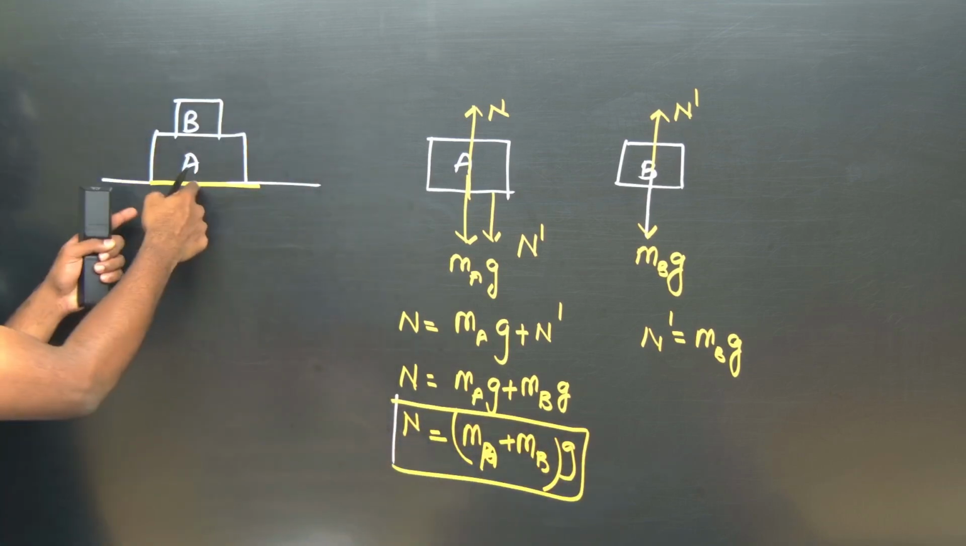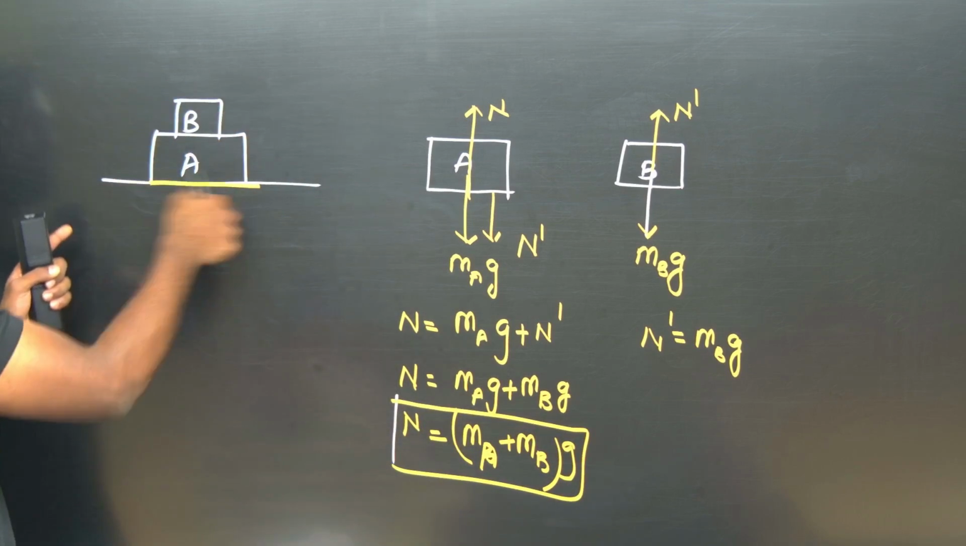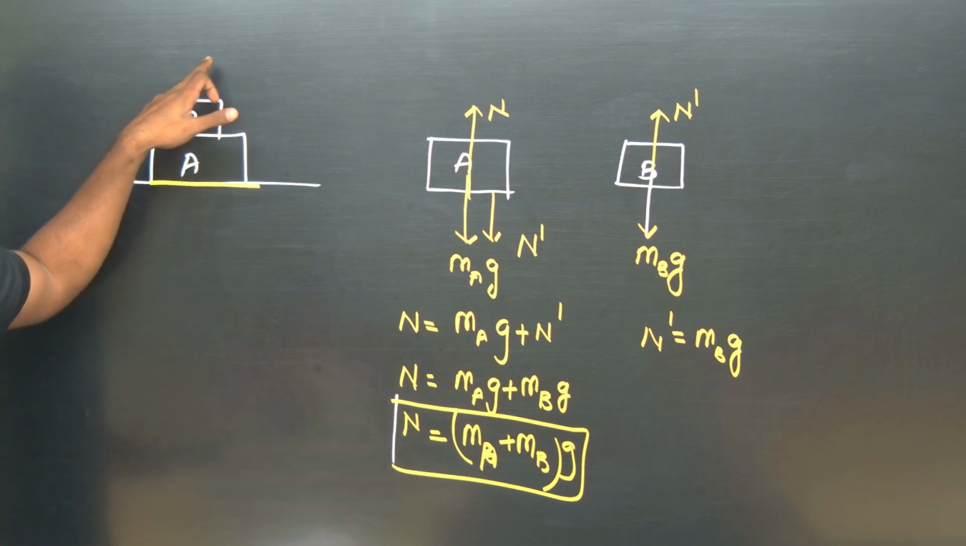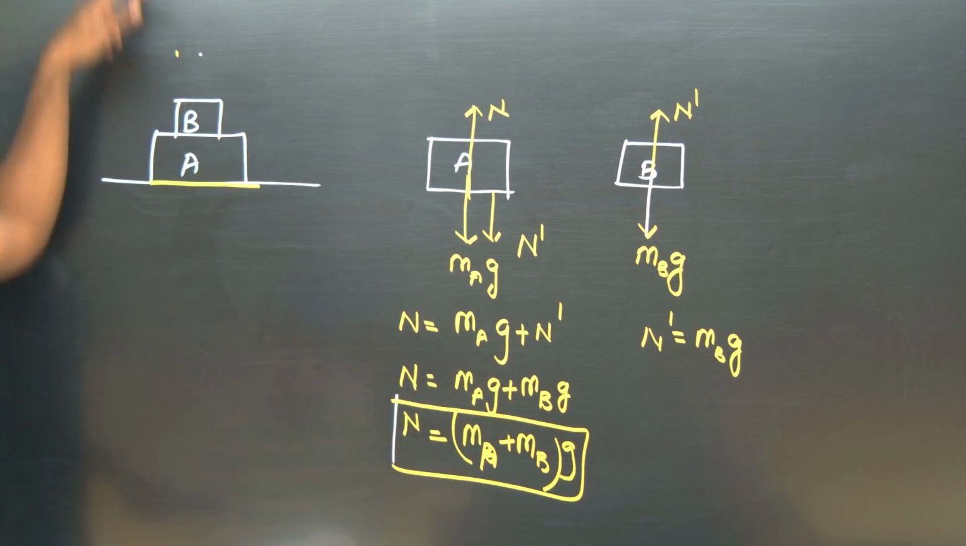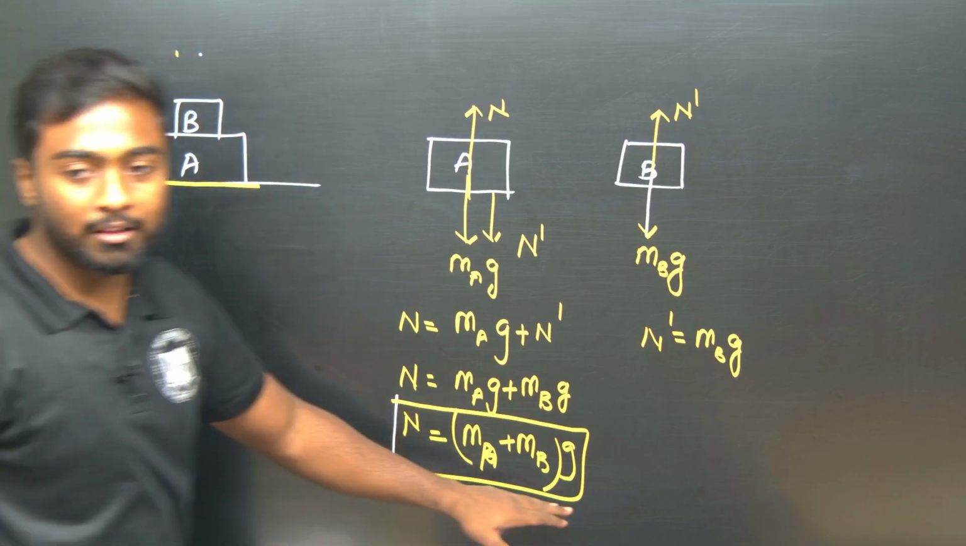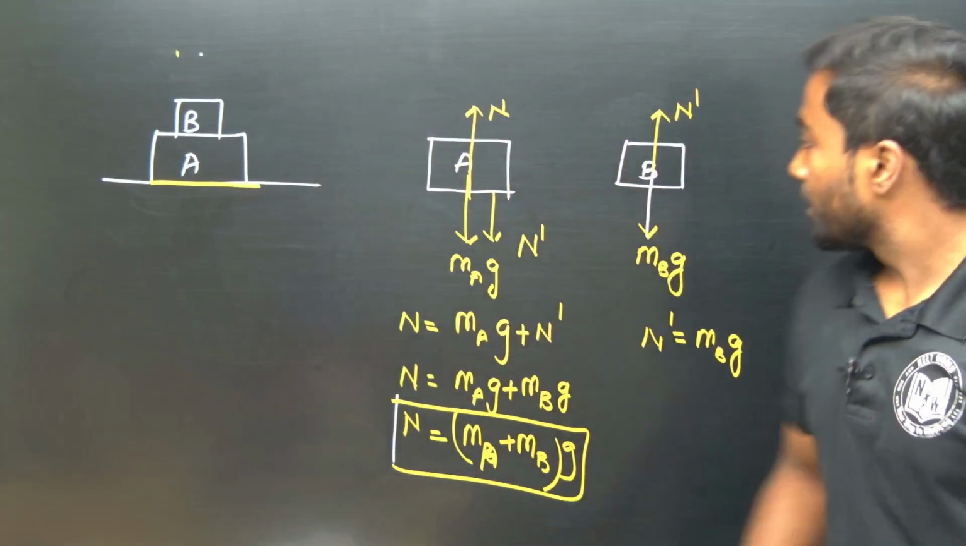Suppose this is the surface. What is the total mass? Mass of A plus mass of B, and the gravity for this is G. So it should be equal to the normal reaction. Am I getting the equation now? Take it.